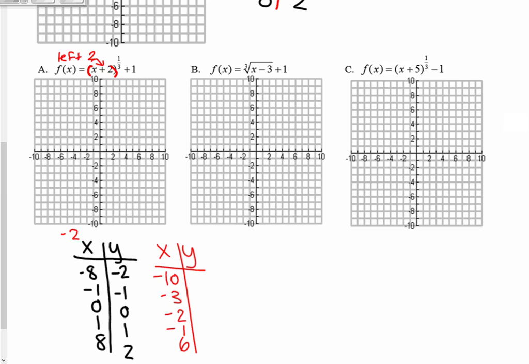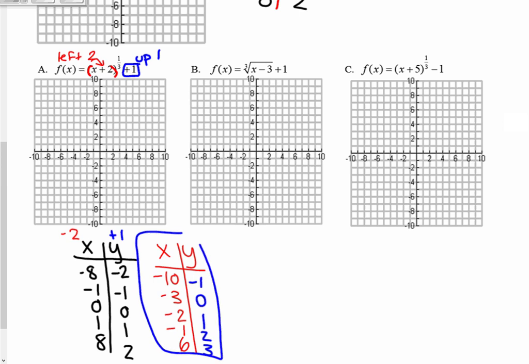Then the number on the outside is not being multiplied, so it's not a stretch, but we're adding 1. So that's a vertical shift. That's moving my graph up 1. To move my graph up 1, I have to add 1 to all my y values. So I get -1, 0, 1, 2, 3. This new table is going to be the graph of this transformation. So I'm going to graph this now. I'm at (-10, -1), (-3, 0), (-2, 1), (-1, 2), and (6, 3).